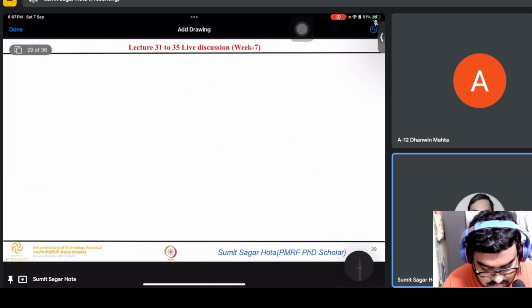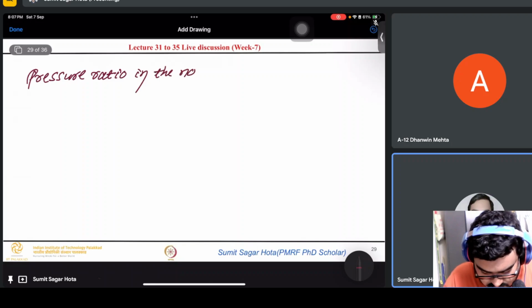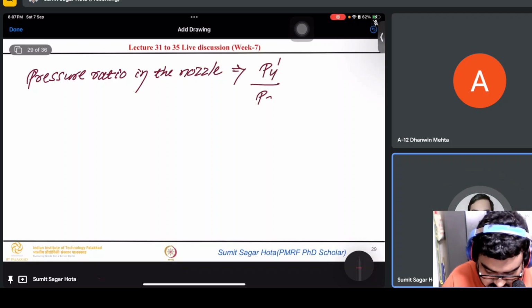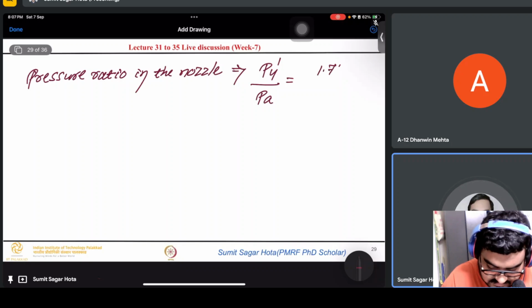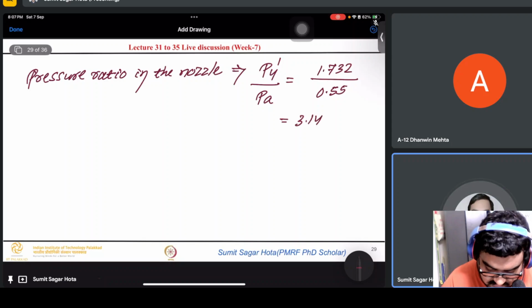So next we need to find out the pressure ratio in the nozzle, P4 dash by PA, which is 1.732 divided by PA, which will be 0.55, so 3.1486.